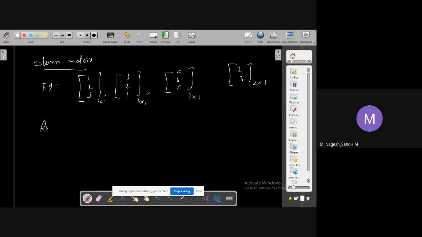Now when you come to the row matrix, a matrix which has only a single row is called a row matrix. For example, 2, 3, 4, only a single row, or A, B, C, only a single row. So how many rows? One row, three columns. Or you can take 5, 6: one row, two columns. So a matrix which has only one row is called a row matrix, and a matrix which has one column is called a column matrix.